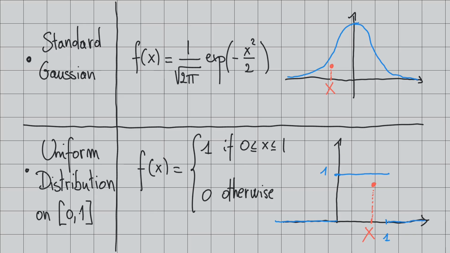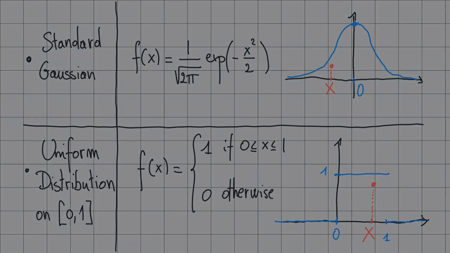In the case of the standard Gaussian, the pile is highest at 0 and decreases when you get further away, so you can get the idea that the values close to 0 will be more likely than the larger ones. On the contrary, in the case of the uniform distribution, you can see that on the interval 0, 1, the pile of sand is perfectly even, so no specific value between 0 and 1 is favored.